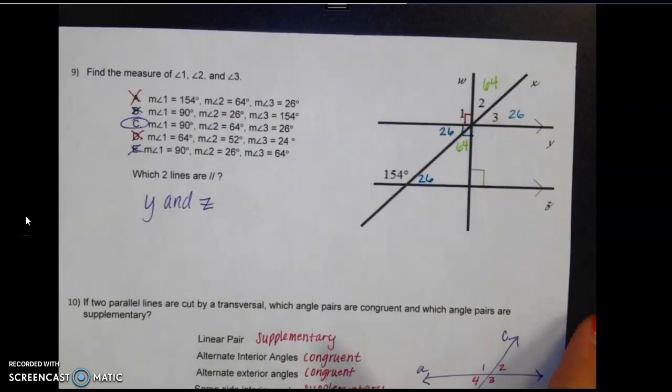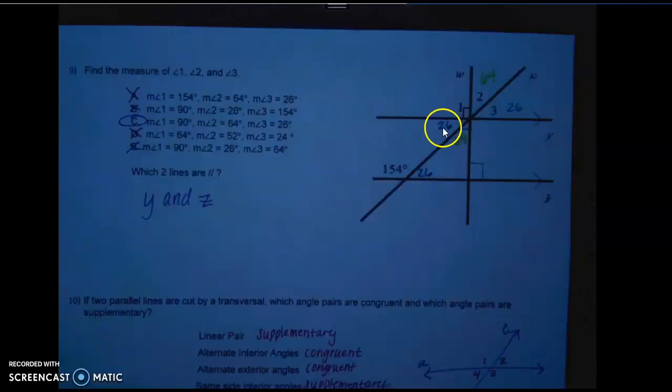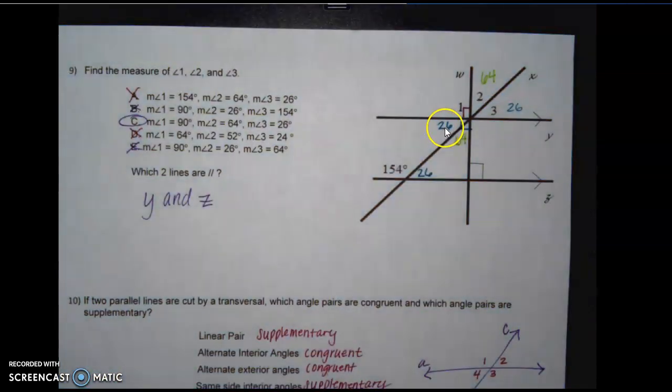Number 9, you just kind of have to work around and find a place to start. I started at 154 degrees, and I noticed that these 2 are linear pairs. So if I do 180 minus 154, I get 26 degrees. From here, I notice 26 and this angle are alternate interior angles, which means they are congruent. That is also 26. Because this is a right angle in this bottom right corner, I know that up here is an alternate interior angle. So it is also 90 degrees. So I did 90 minus 26 to find 64.